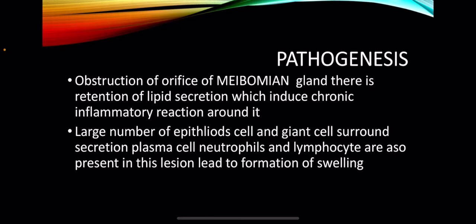I will tell you about the precipitating factors, but first of all I will tell you about the Meibomian gland pathogenesis. What happened? Obstruction of the orifice of the Meibomian gland causes retention of the lipid secretion, which induces a chronic inflammatory reaction around it. So a large number of epithelioid cells, as you know that in chronic inflammation there are epithelioid cells, giant cells, neutrophils, plasma cells, and lymphocytes present within the granuloma.